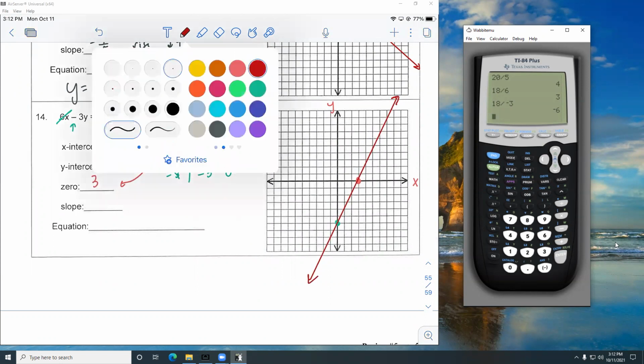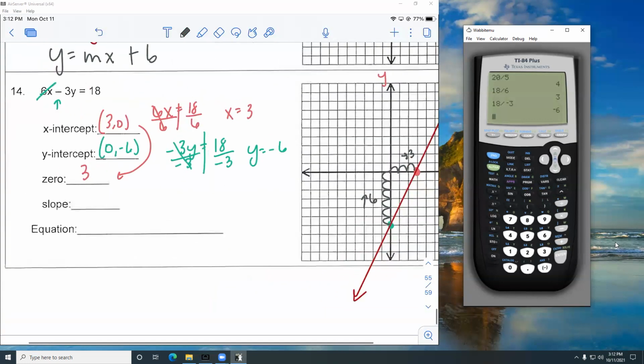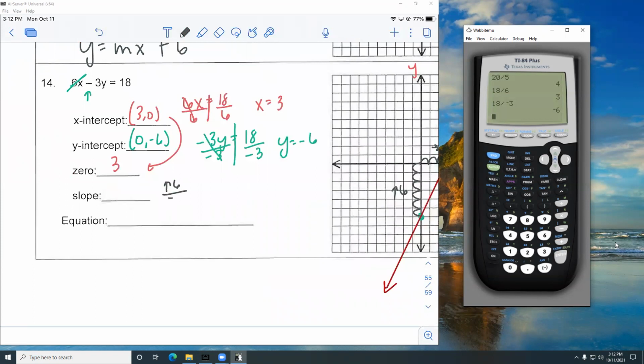So to find my slope, again, rise over run, reading from left to right, I'm going to count up 1, 2, 3, 4, 5, 6, and over 1, 2, 3. Okay, so I went up 6, right 3. Now again, guys, in your calculator, I have 6 over 3. So do 6 divided by 3, and that should give you a slope of +2. So writing my equation in Y equals mx plus b form, I'm going to get Y equals 2x minus 6.